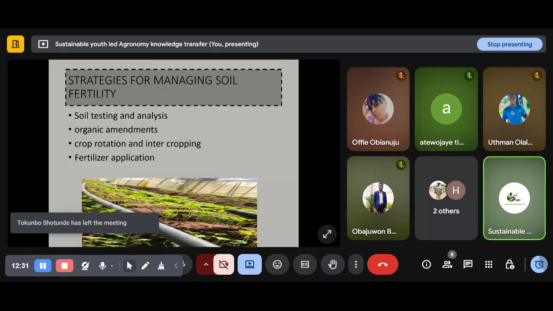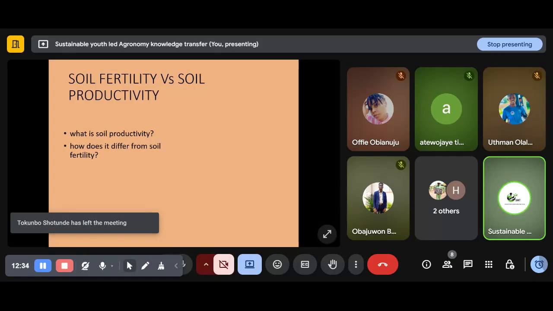So, soil fertility versus soil productivity. Now, soil fertility and soil productivity are two different terms entirely. Like we discussed, soil fertility is the ability of the soil to provide nutrients, water, and others for the plant, while soil productivity is the ability of the soil to support plant growth and produce good yield. So your soil can be fertile and not be productive.